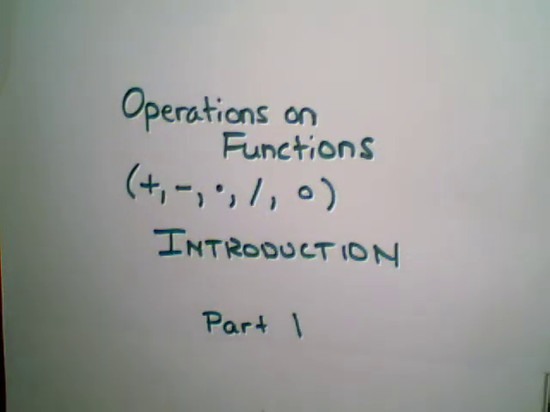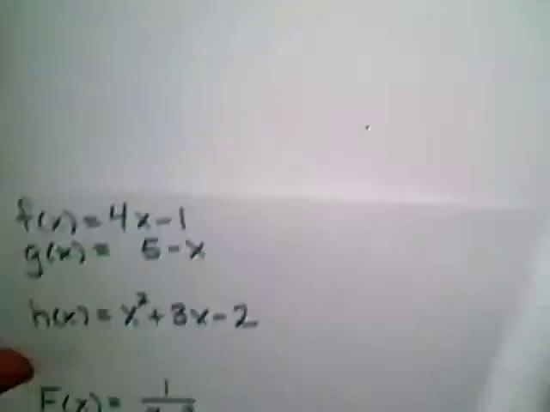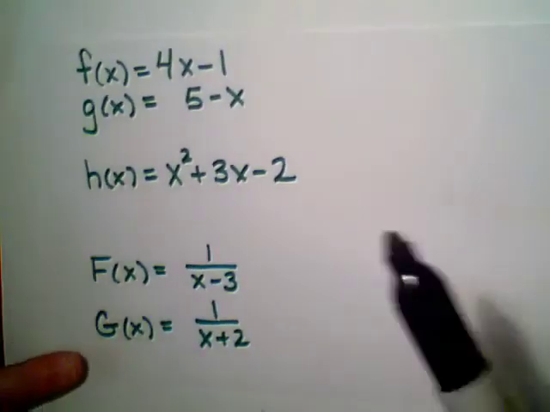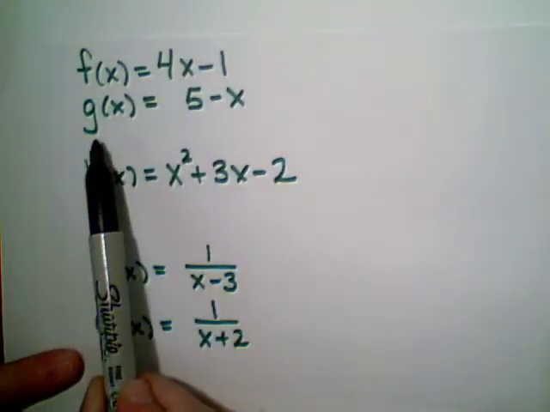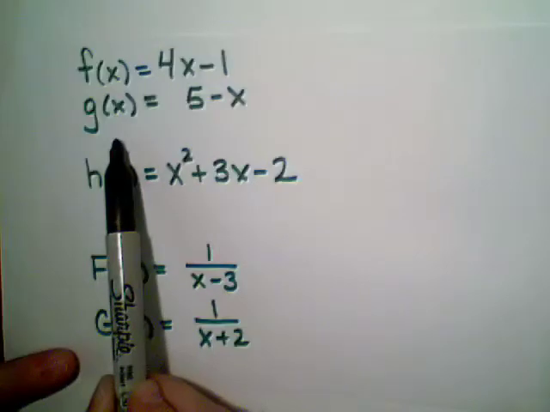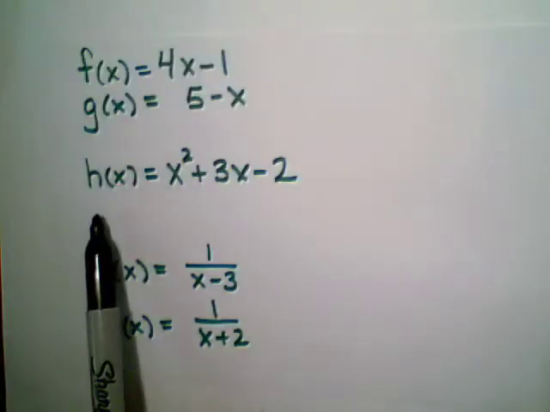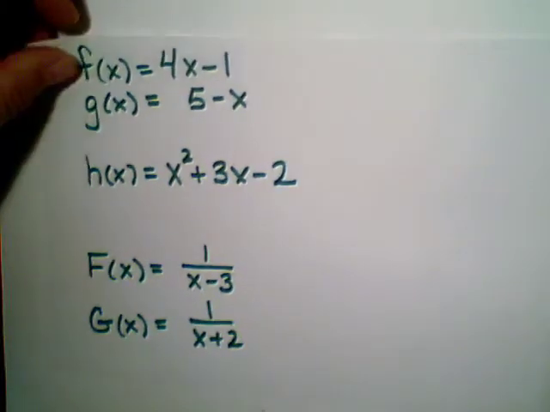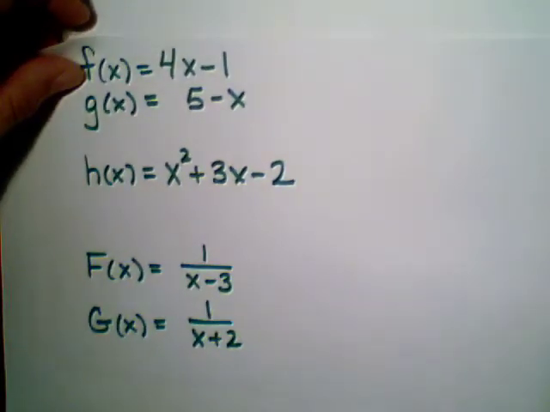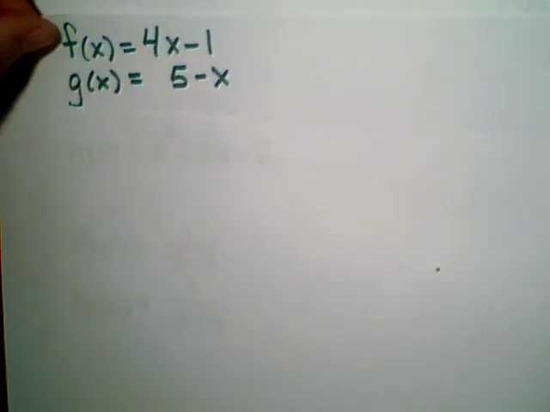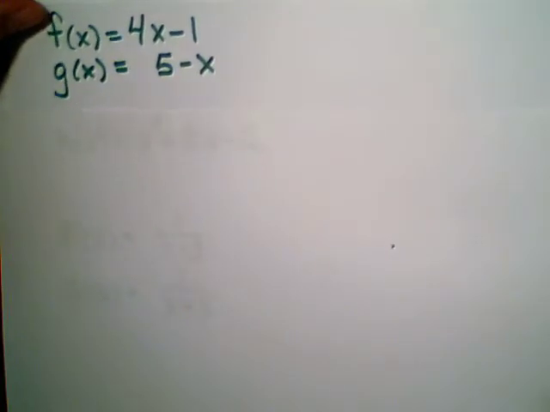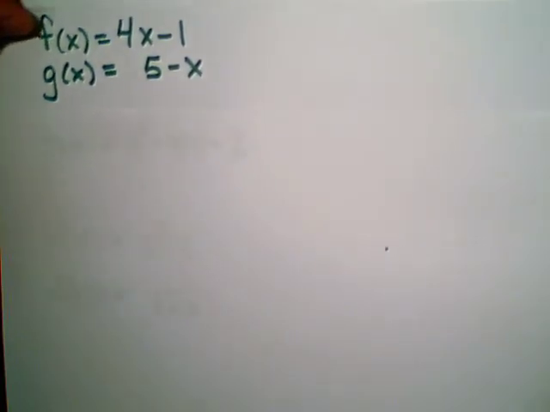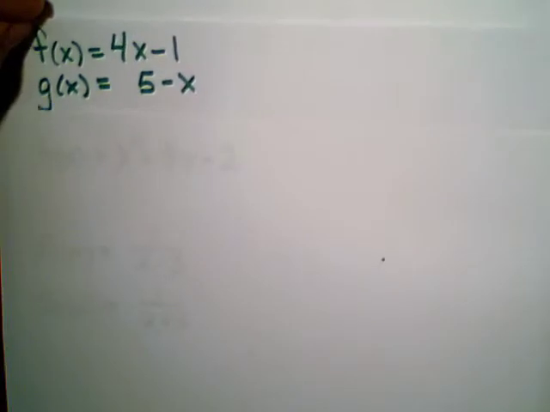The functions that you will see in this demonstration will be from this list. We're going to focus on the linear functions f and g first, and then later you'll see me refer to the polynomial h and then the two rational functions, capital F and capital G. Okay, so let's start with those simpler functions, the linear functions f and g. F of x is 4x minus 1. G of x is 5 minus x.